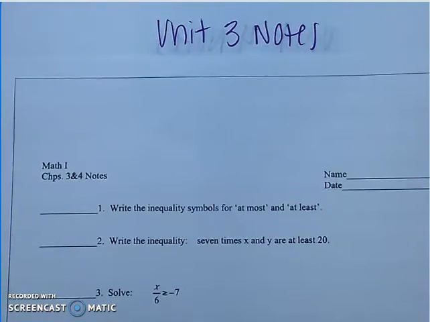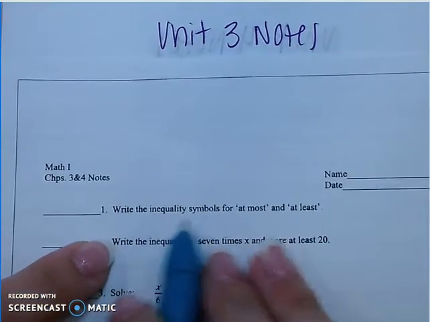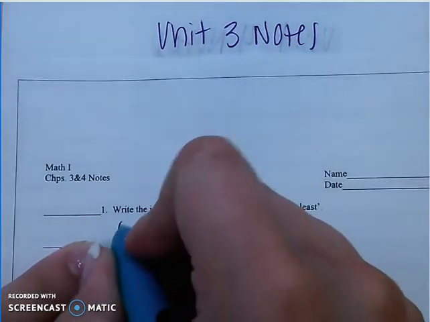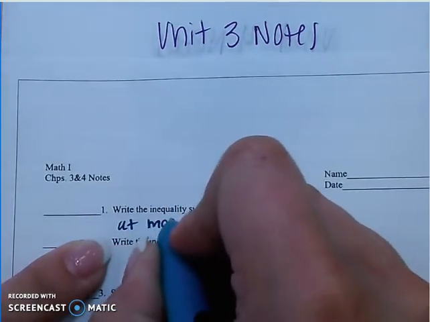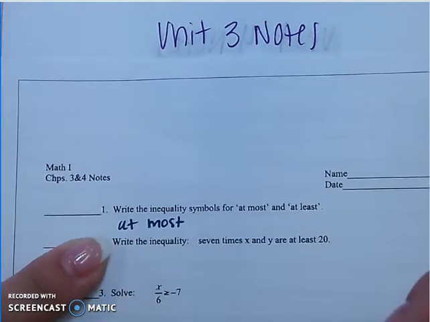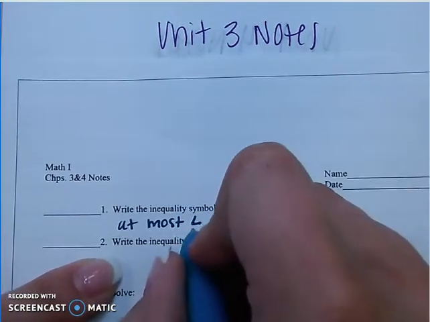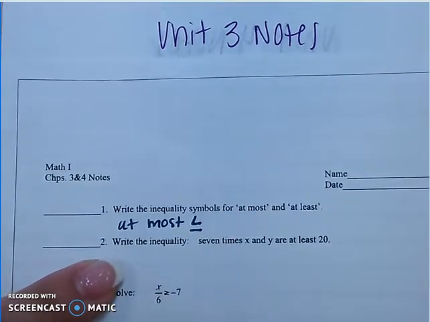These are the notes that we will be using to review for Unit 3. Number 1 says write the inequality symbols for at most and at least. So if we're looking at most, it means it cannot be more than. So that means it has to be less than or equal to. If I have at most $20, I don't have more than 20.